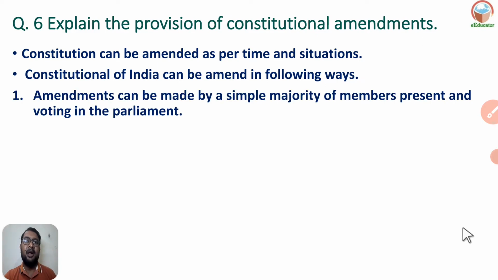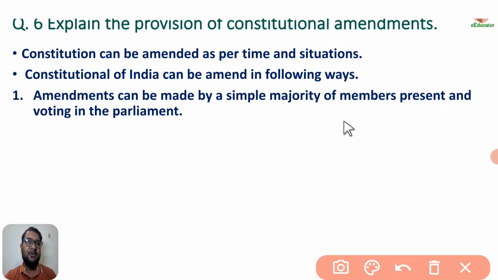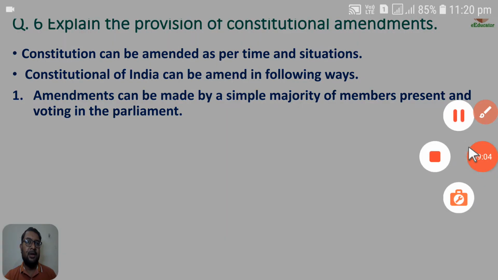Number 1, amendments can be made by a simple majority of members present and voting in Parliament. When a vote is carried out, some amendments can be passed only with a simple majority. Simple majority means more than 50% of the vote is required to pass these amendments.